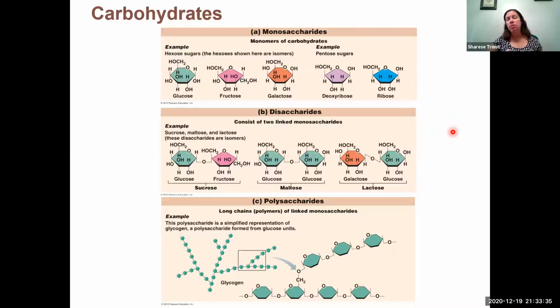If we put two of these monosaccharides together, we get a disaccharide. It's going to be linked here with the oxygen, like we talked about earlier, through dehydration synthesis. Glucose and fructose make sucrose. Two glucoses make maltose. Galactose with a glucose is lactose. And then we can link many of these monosaccharides together, and that will give us a polysaccharide. That can be a very long chain. Glycogen is an example of a long polysaccharide.